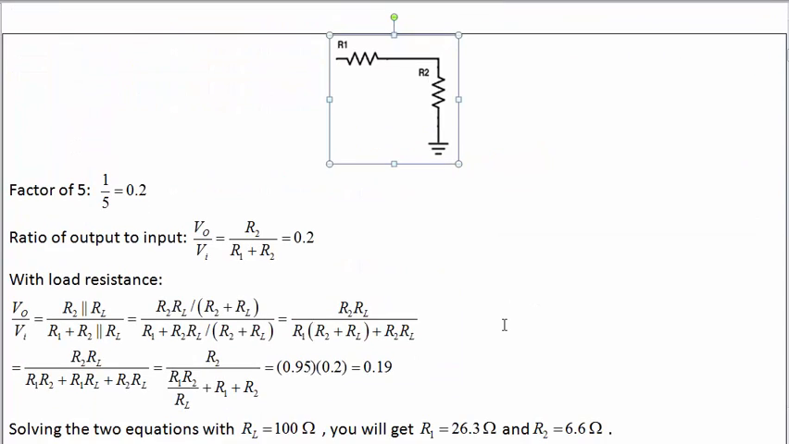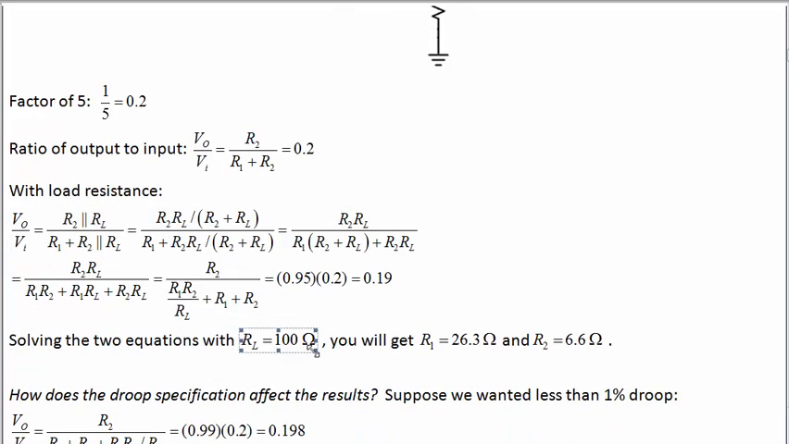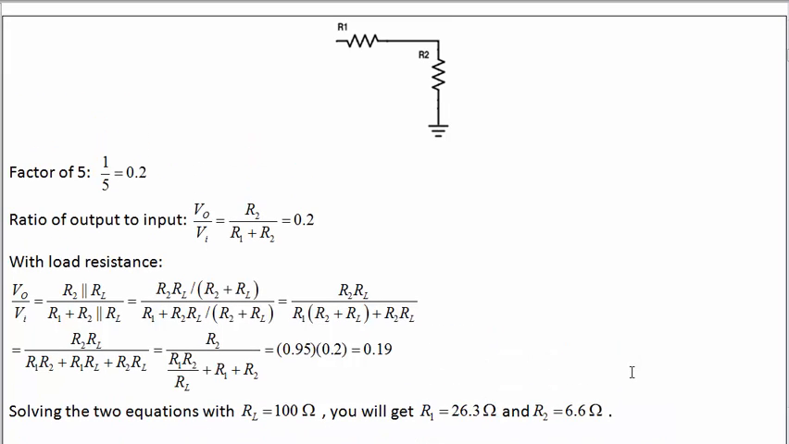Setting up both of those things as an equation, the ratio of the output to the input from the voltage divider, and then assuming a load resistor as well, RL, leaving that as a variable for now, we can write out what the output to input is. Now we need that to be no more than a 5% droop. Solving for the load resistor, or rather the input that gives us a 5% droop, says that the ratio is 0.19. If we put in RL is 100 ohm, then you find that R1 and R2 are 26.3 and 6.6 ohms.